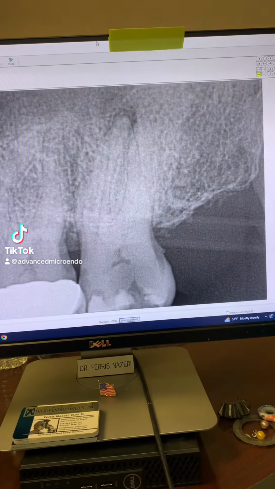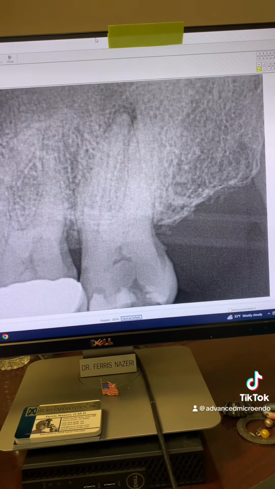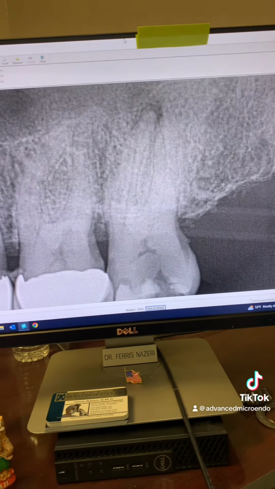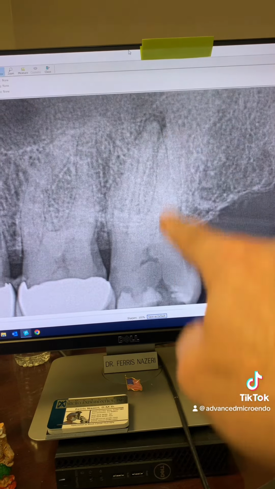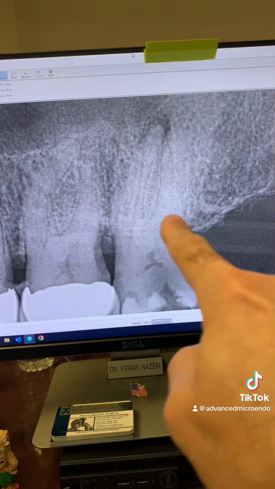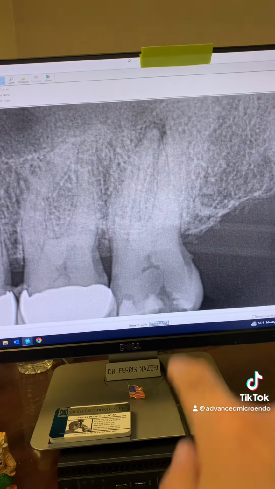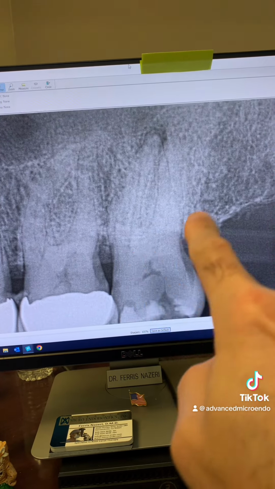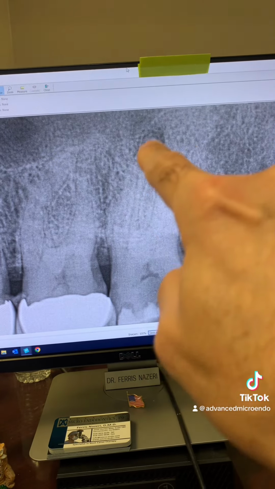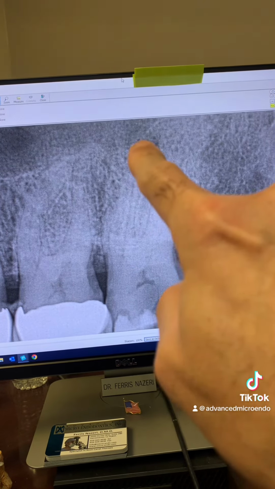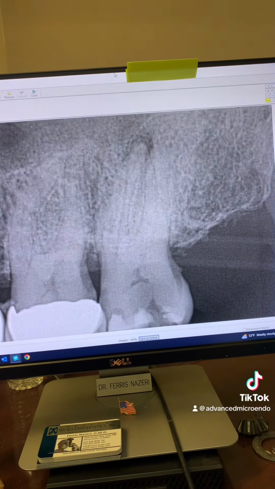This patient was referred to me approximately 6 months ago for endodontic treatment of tooth number 15. You can see large decay into the pulp, partially calcified canals, and look how long the roots are here, and periapical lucency, as you can see there.